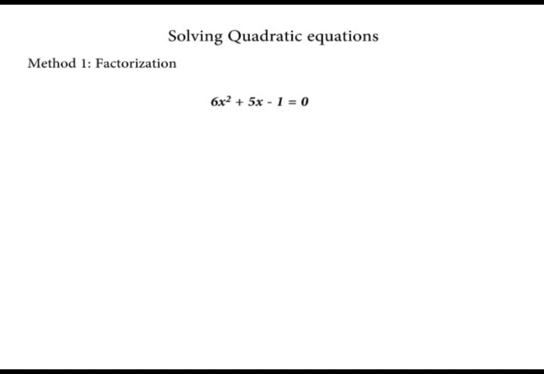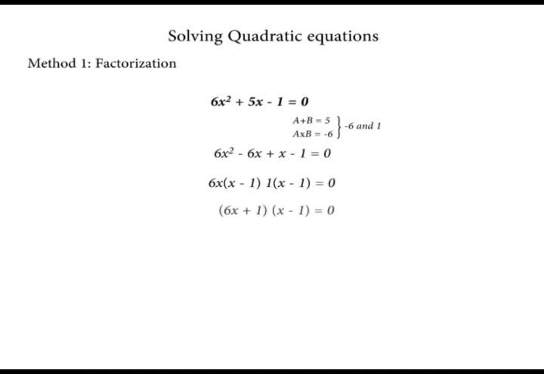Quadratic equations are solved by either factorization where possible or by completion of square. For this case, 6x squared plus 5x minus 1 is equal to 0. We factorize the left hand side. a plus b should give us 5. a times b should give us minus 6. The numbers are minus 6 and 1. Break the linear coefficient. 6x squared minus 6x plus x minus 1 is equal to 0. Factorize 6x into x minus 1, then 1 into x minus 1 is equal to 0.